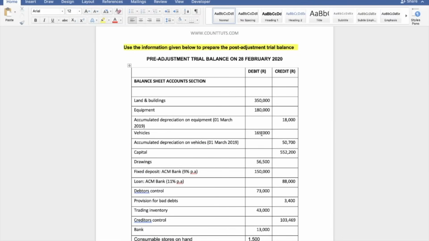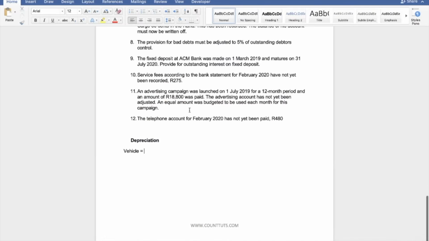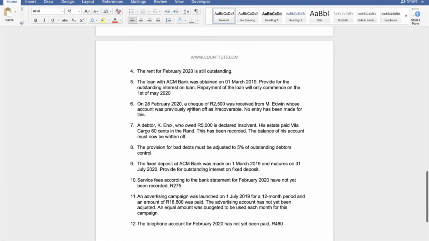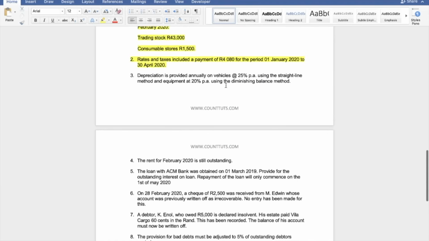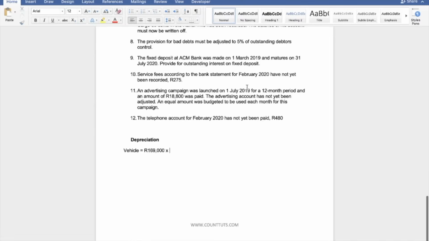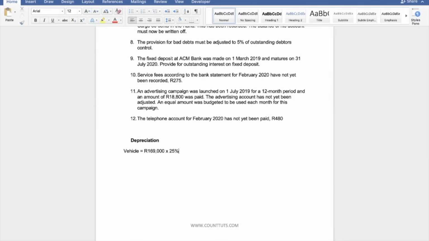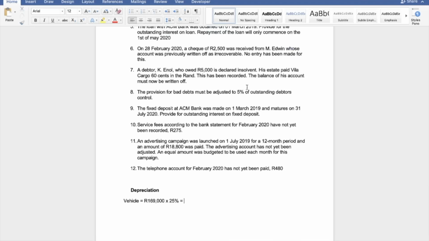So let's go back up and look at what the value for the vehicle is. It's 169,000 Rand. So we put here 169,000, and since it's straight line, we just multiply it by the percentage of depreciation. So the percentage there for vehicle is 25%. So just multiply that by 25%, and that is it. That is going to be the depreciation for the vehicle for the financial period. So 169,000 times 25% gives us an answer of 42,250 Rand. So we'll put that 42,250. Alright, that's as easy as it is using the straight line method.